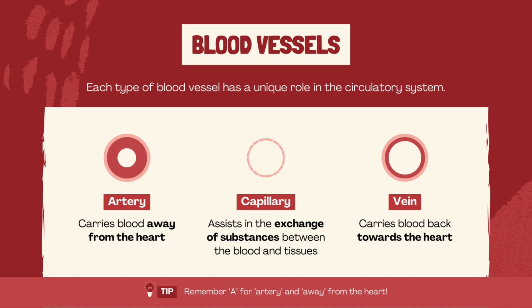Each type of blood vessel has a unique role in the circulatory system. The artery carries oxygen-rich blood away from the heart to other parts of the body. The capillary connects the arteries and veins, and assists in the exchange of substances between the blood and tissues. The vein carries carbon dioxide-rich blood back towards the heart.